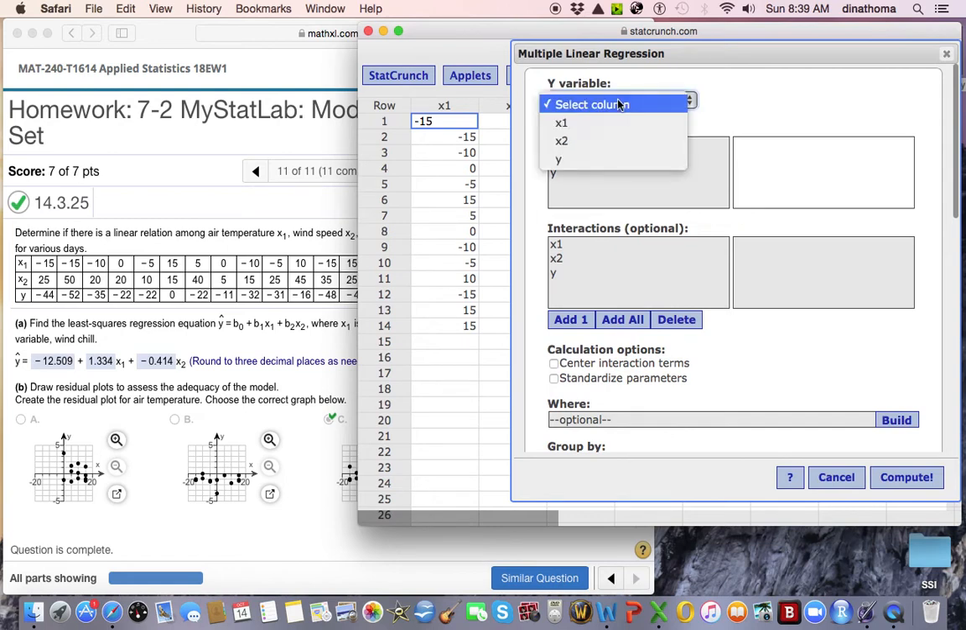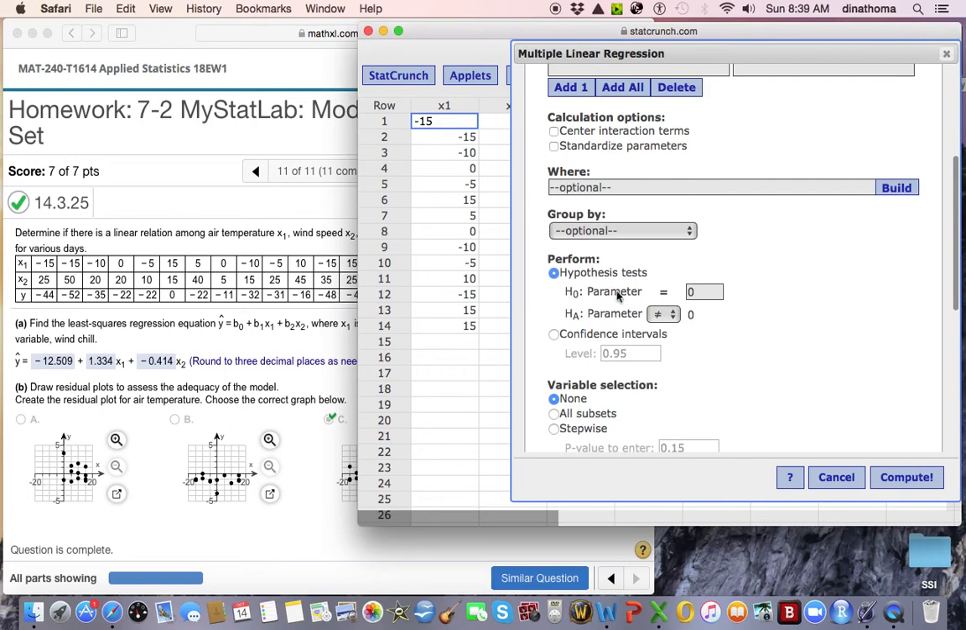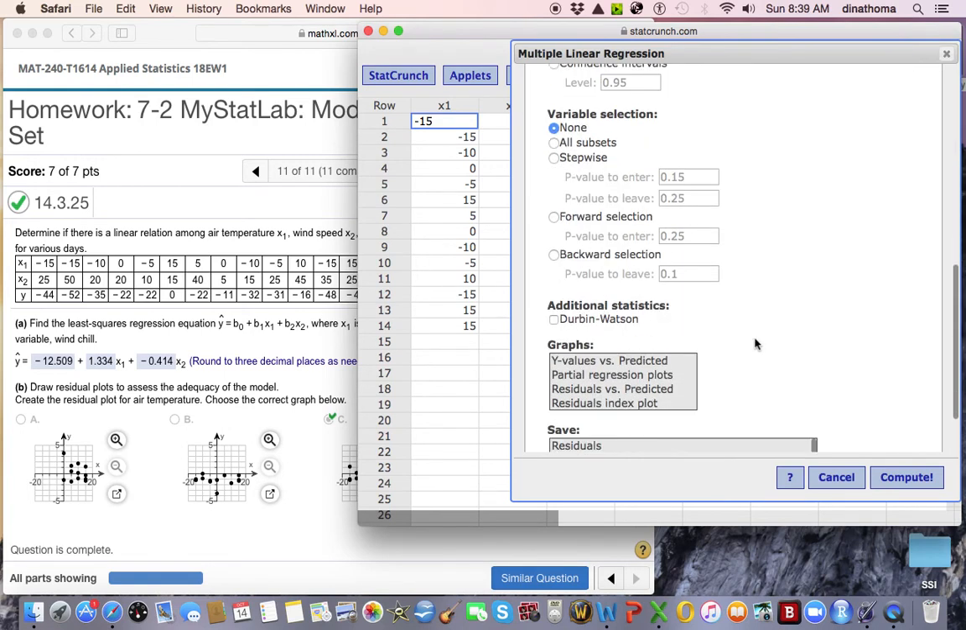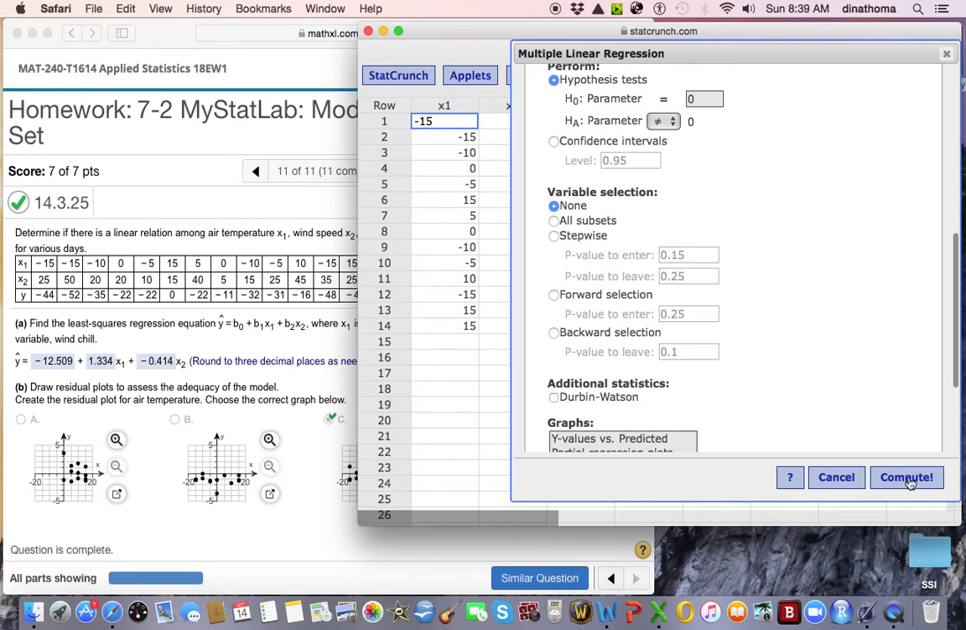So, only one y variable, so it's y. But we have multiple x's, so I add both of them. Interactions, that's something we will learn in a more advanced statistics class. For us, just leave it blank. Again, you can notice we can do hypothesis tests, we can build confidence intervals. Everything we could do before, we can still do. We can't plot a scatter plot, because now that we have two x's, we're actually graphing in 3 dimensions. And if you have 3 x's, that's 4 dimensions. So it gets a little challenging, but you can have your residuals. So I would definitely click residuals, so you can build these plots that I have below, and then click Compute.